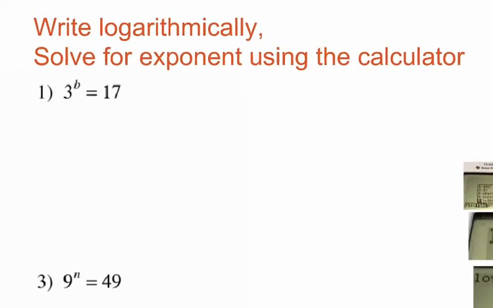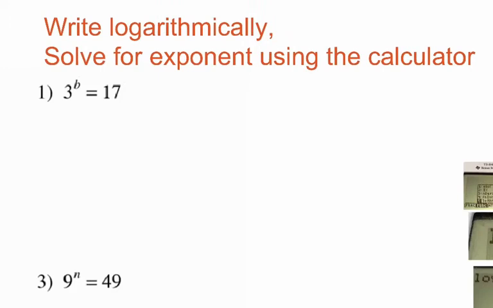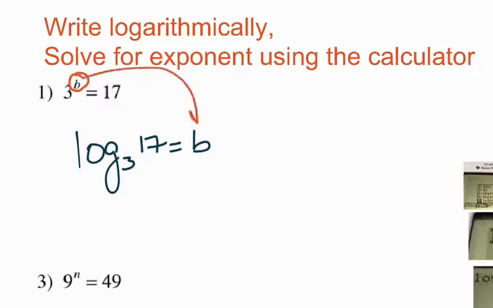One of the things that we're going to do for this particular equation is write it logarithmically, and then we're going to solve for exponents using the calculator. I'll give you a little reminder that in order to write this logarithmically, we typically have a log with a base number, which in this case is 3, of 17 is equal to b. So try to remember that the exponent is always the thing that goes on the other side of the equation.